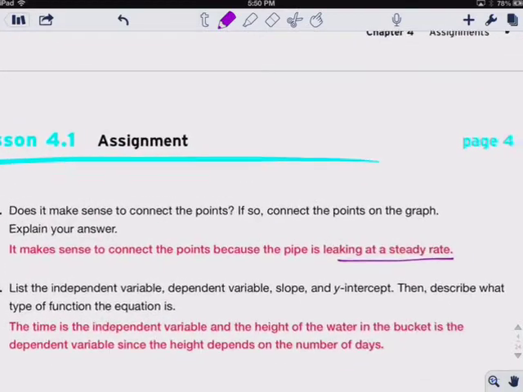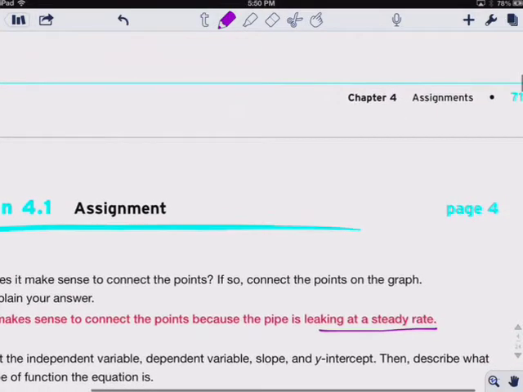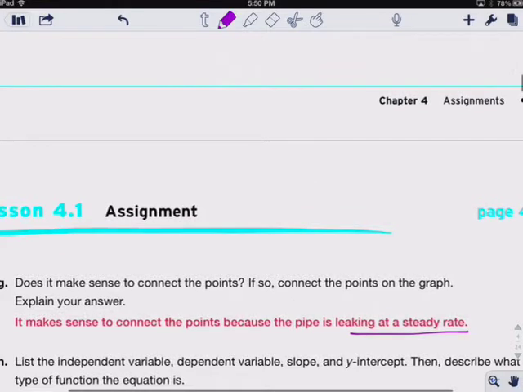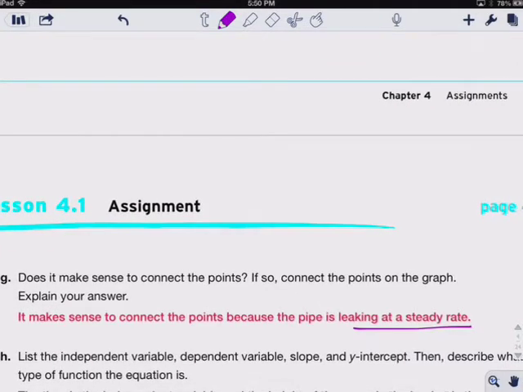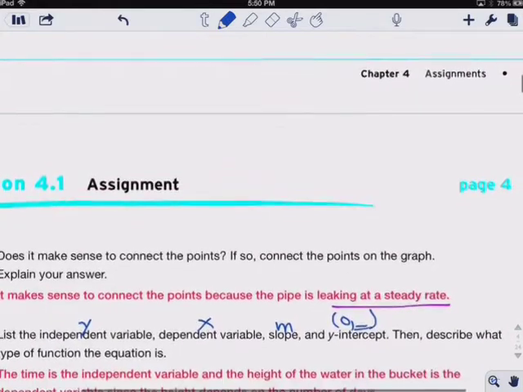List the independent variable, dependent variable, slope, and y-intercept. Then describe what type of function the equation is. Okay. Dependent, independent. Y, X. Slope is not X, slope is M. And y-intercept is 0, this number we need to find. Then describe the type of function this equation is. It's a linear equation, no problem.